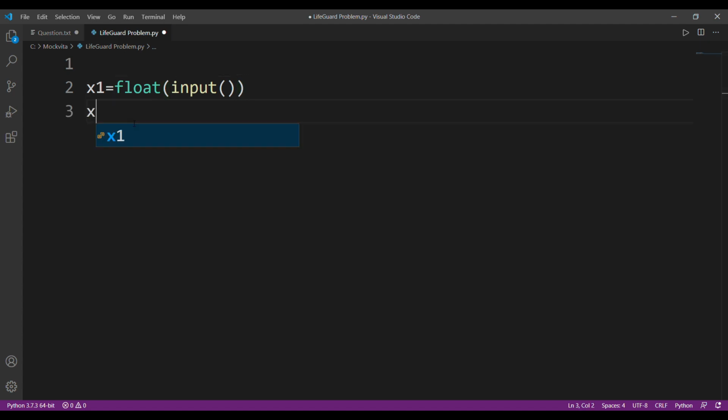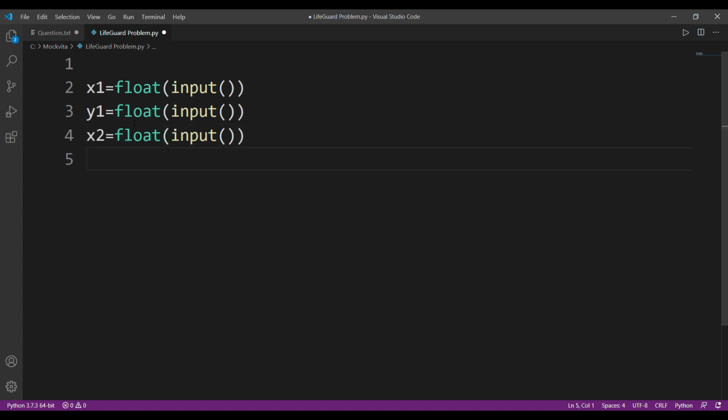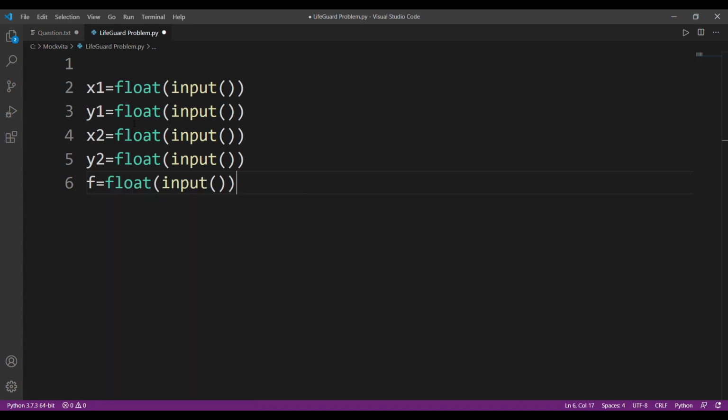So x1, and after that I'll calculate x2. Sorry, the input is in the form of x1 y1 and x2 y2. I'll just copy this instead of writing it again and again. I have calculated x2, I've calculated y2, and then I need to calculate my f. Done. Now we have taken our input.